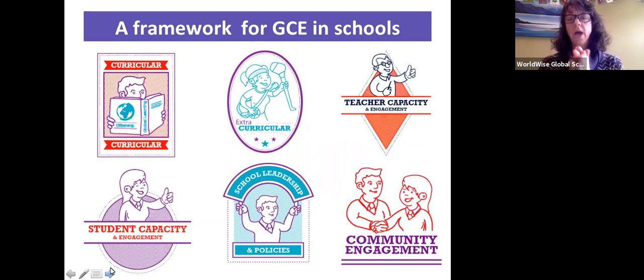I mentioned earlier that we have a Global Passport, which is a framework but also an award that schools can apply for within every area of the school, looking at it from a curricular point of view but also an extracurricular one: field trips, extracurricular groups, awareness-raising events, for example. Teacher capacity: how much capacity is within the staff to roll out global citizenship education. Student voice: how student-led are the projects that you do. School leadership and policies: how can you influence policy to make sure you're a global citizenship education school? And going out to the wider community with your global citizenship education.